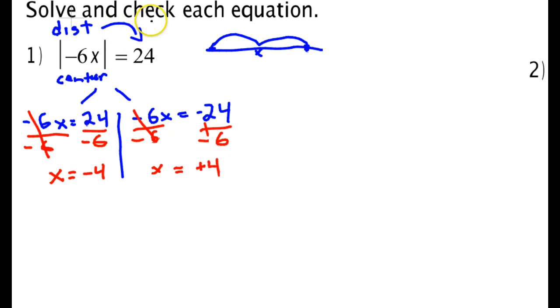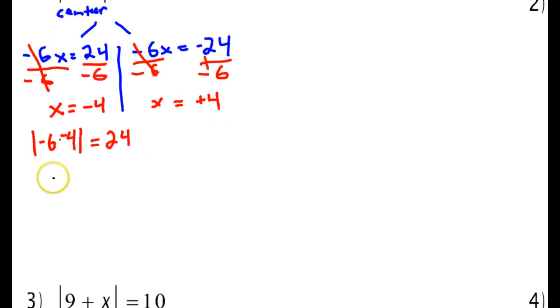Now, let's say a check. So what will a check look like? That's when you take the original problem, the one printed on the page, and you plug in your answer. So plug in negative 4 for x. So let's do this. Negative 6 times negative 4. And then see, well, does that actually equal 24? And sure enough, it does. Absolute value of 24.